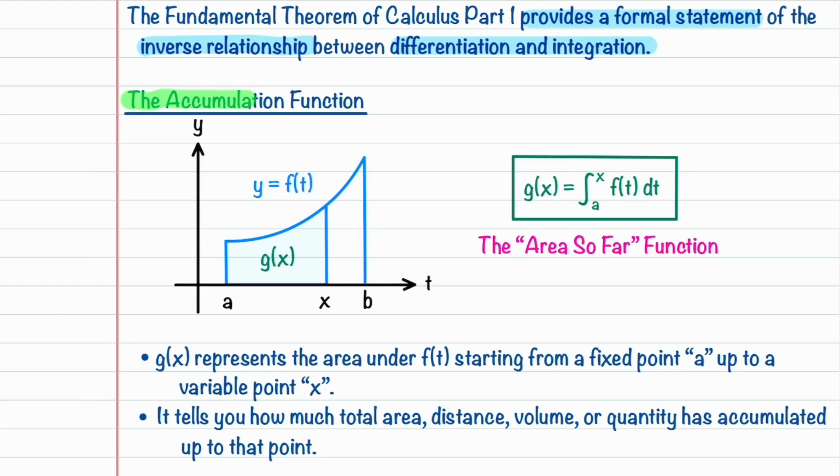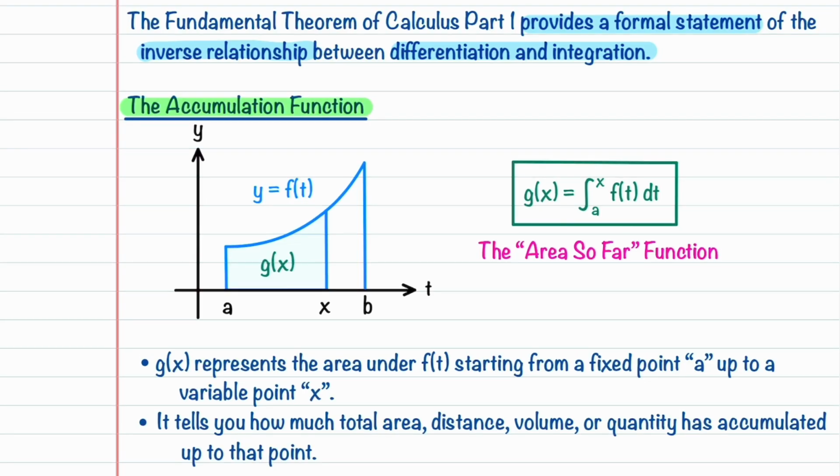Let's begin by looking at the accumulation function. G of x in our diagram represents the area under the curve y equals f of t, starting at a fixed point a, there's a, up to a variable point x, which is right here. G of x is the definite integral from a to x of f of t dt, and it's also called the area so far function. It tells you how much total area, distance, volume, or any other quantity has accumulated up to that point.